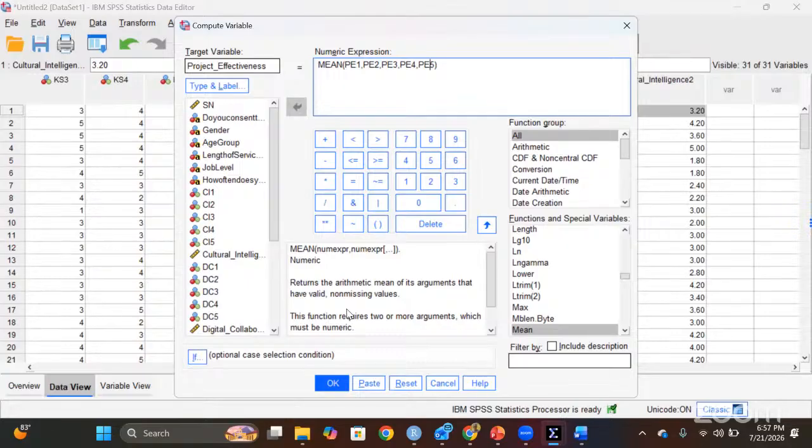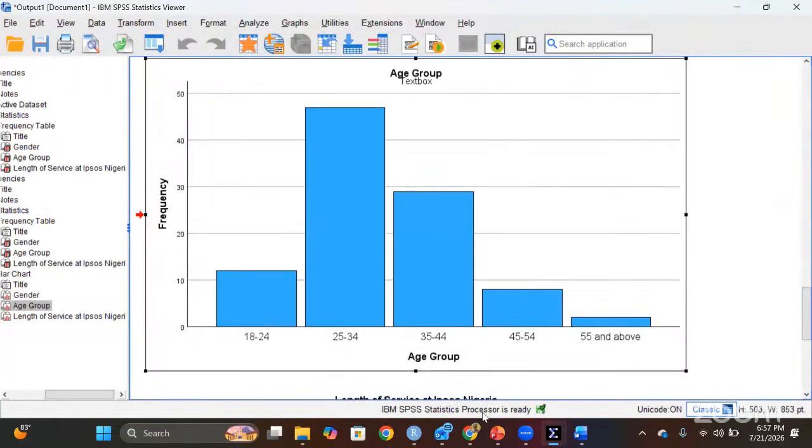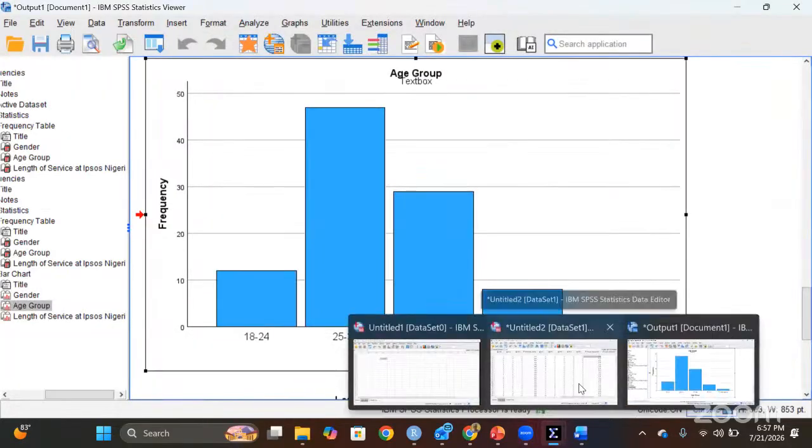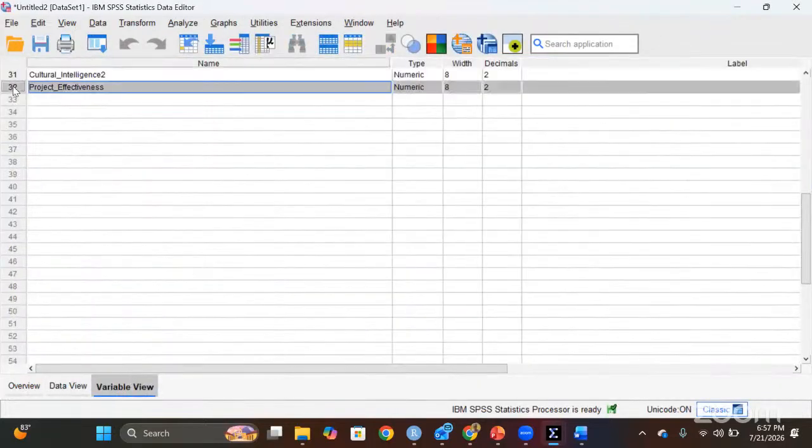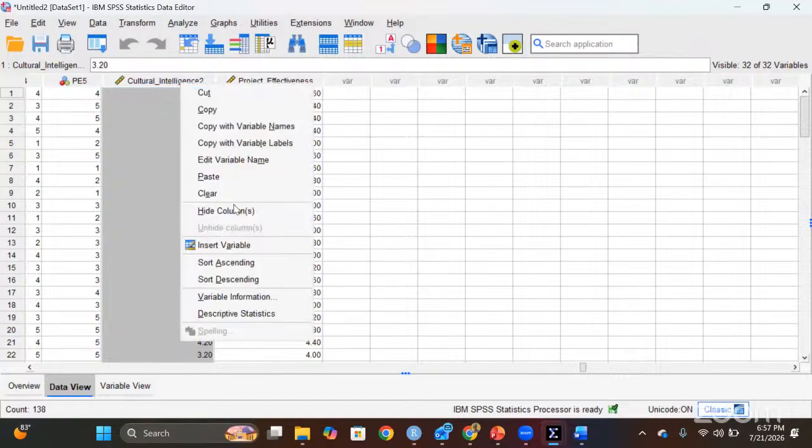So project effectiveness, we now have P1 to P5. So you can see that we now have all of our data set complete. So now you can do that question that I sent to the group yesterday.